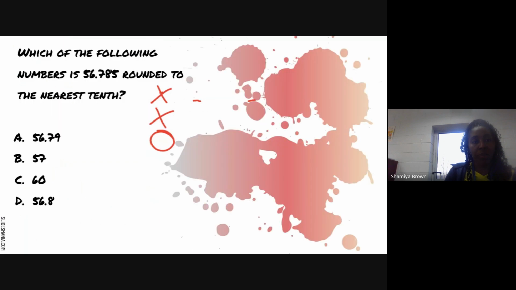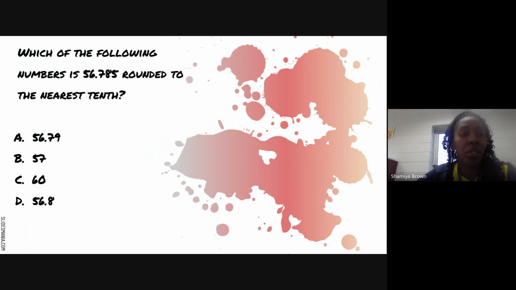Next one says, which of the following numbers is 56 and 785 thousandths rounded to if I'm rounding to the nearest tenth?